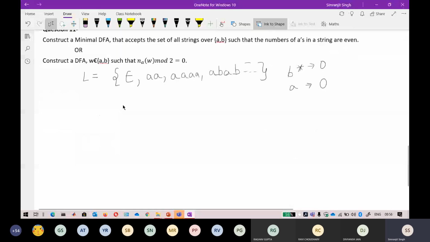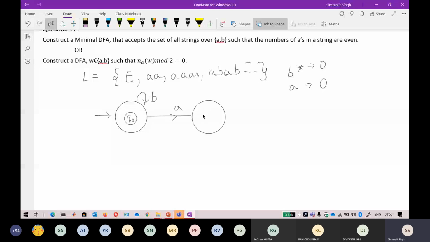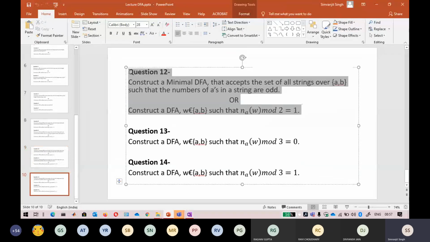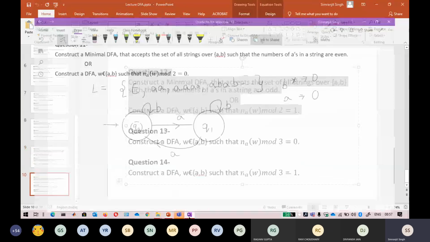In the same way, just start with this Q naught, and it just goes towards this. Okay, so it is A, and again I do not care about this B, and the number of A's should be... okay. So this is your Q. In the same way, if you see the next question, I think you are getting my point here again.